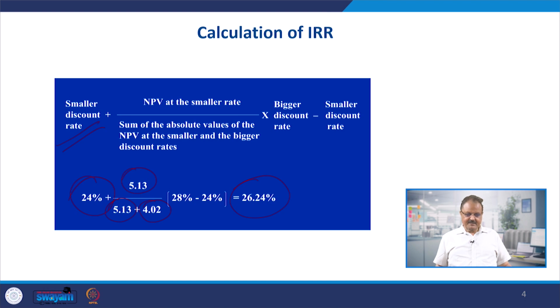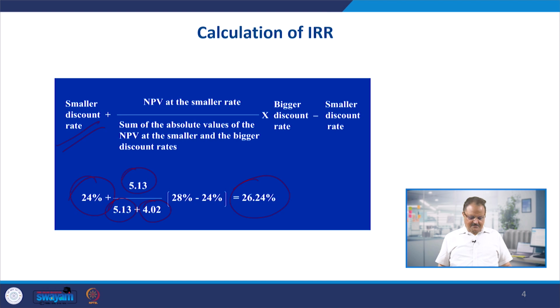26.24%. So this is the expected rate of return available from this investment proposal. Now if you compare it with a required rate of return of 15%, the difference is big, and we have to go for this venture. And even if it is 20%, there is a difference of 6.24% between the required rate of return and the expected rate of return, so we will still go for the venture.